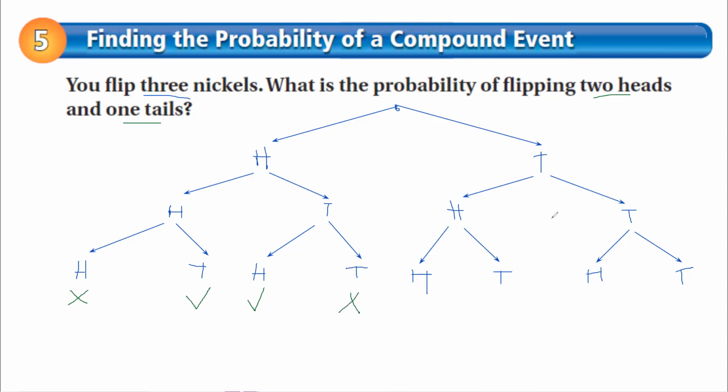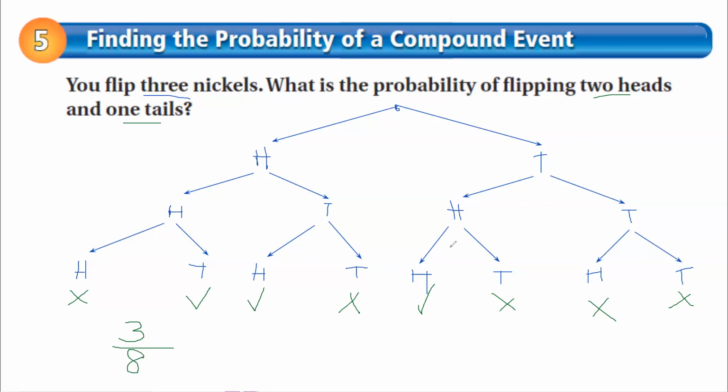Heads, tails, tails. That doesn't work. We're going to do the same thing to this side. Tails, heads, heads. That has two heads and one tail, so that works. Tails, heads, tails. That does not work. Both of these start off with tails, tails, so both of them are not going to work. You can see that we ended up with three check marks, which means we're going to have three favorable outcomes over 1, 2, 3, 4, 5, 6, 7, 8 total outcomes.